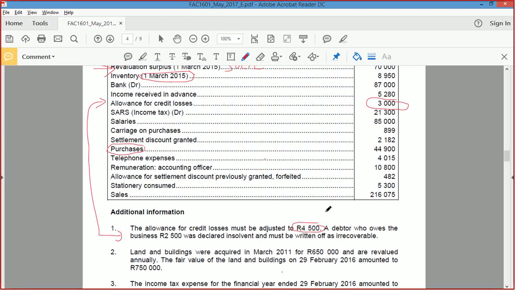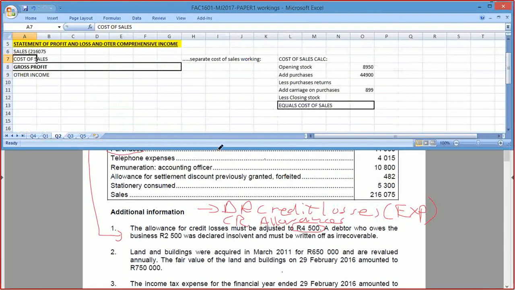Okay, yes, so you have to make the allowance bigger. If you make the allowance bigger, you're going to process more credit losses. Do you agree? Because you would have debited the credit losses, and then you would have credited the allowance. Yeah. Okay, so do I need both? No, I just need this one because this is the expense. Okay, so credit losses is an expense. Let's record.